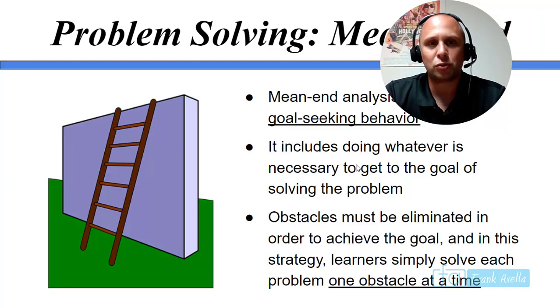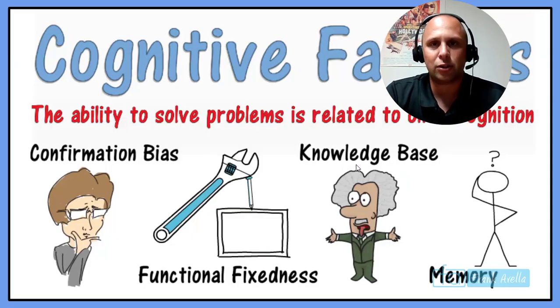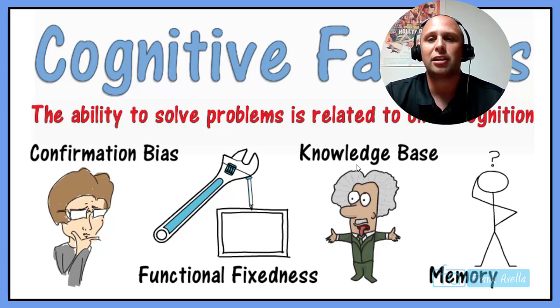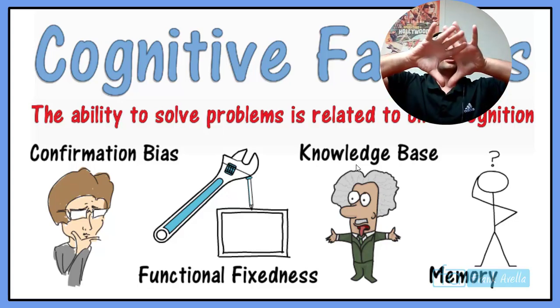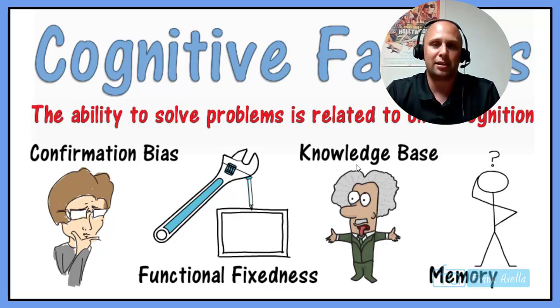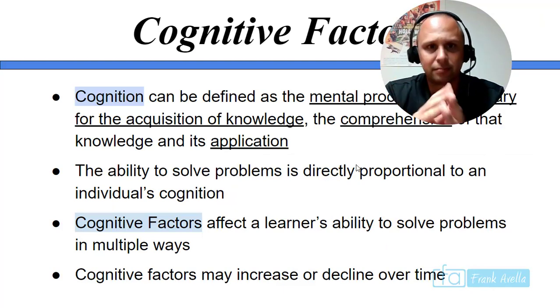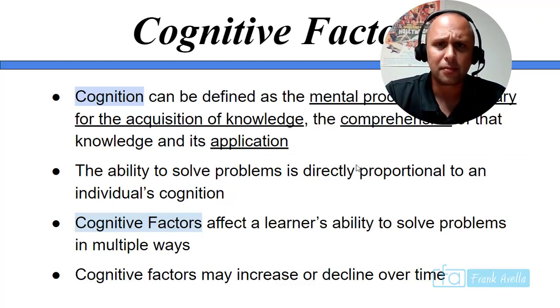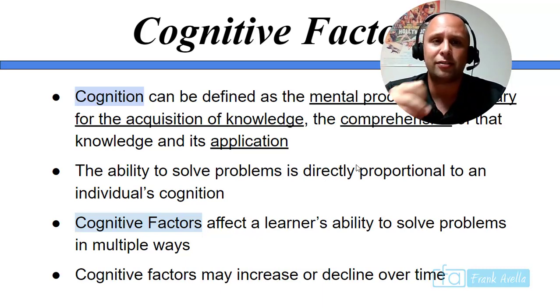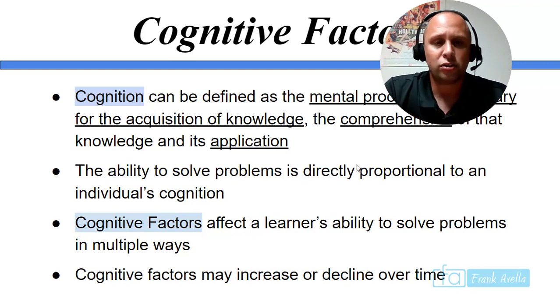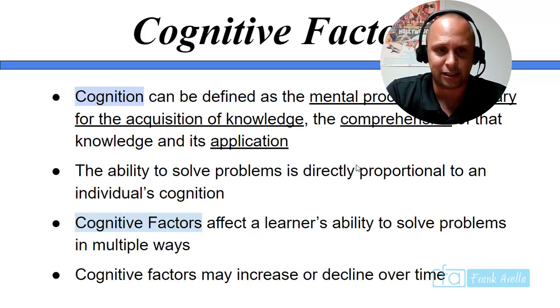Okay, so those were our 9 strategies here. Now we're going to look at some cognitive factors, which is the ability to solve problems is related to one's own cognition. So this is an overall look at problem solving and cognition. So what is cognition? Cognition can be defined as the mental processes necessary for the acquisition of knowledge, the comprehension of that knowledge, and its application. So the ability to solve problems is directly proportional to an individual's cognition.